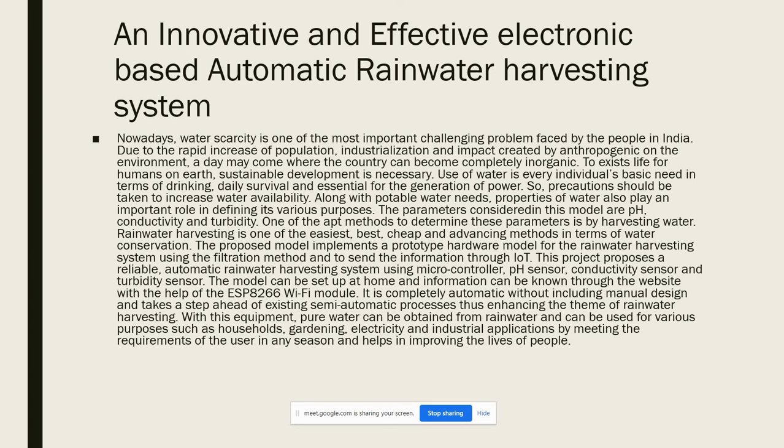Okay, what is this method? Innovative, effective, electronic based and automatic rainwater harvesting system. Is there any use of artificial intelligence in this? Okay, what are you telling? Okay, do you want to say something?